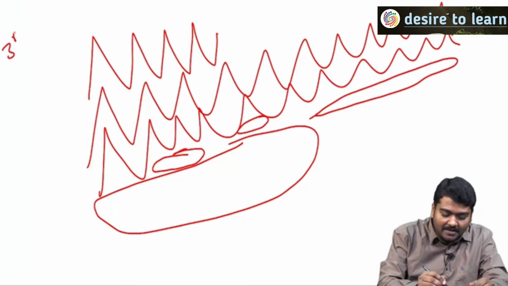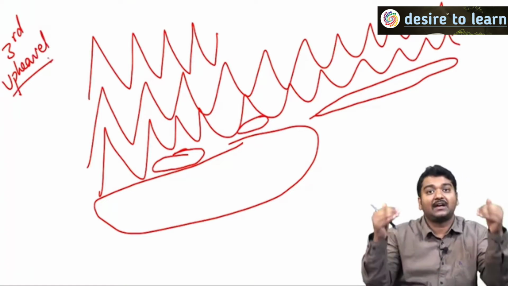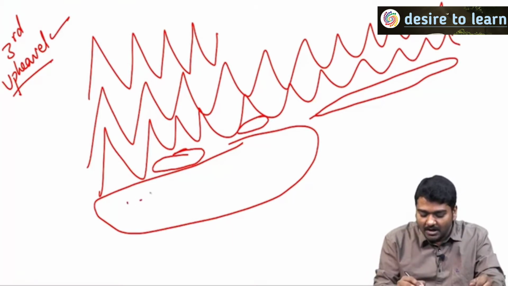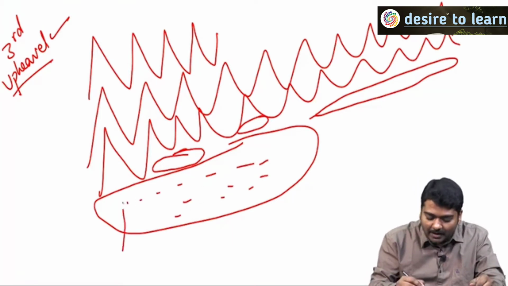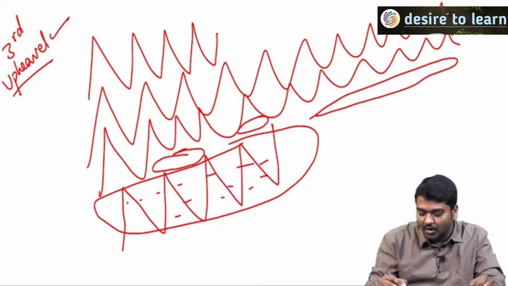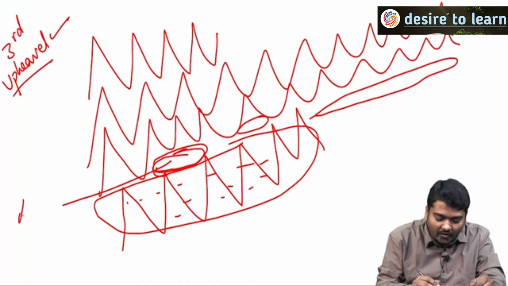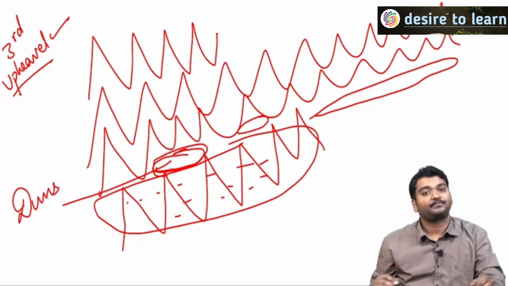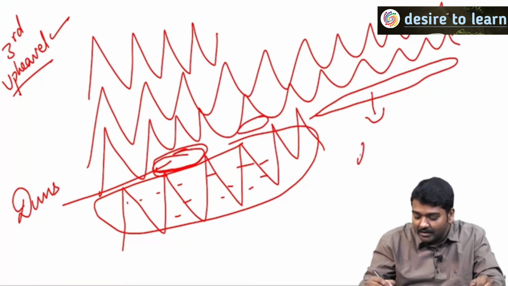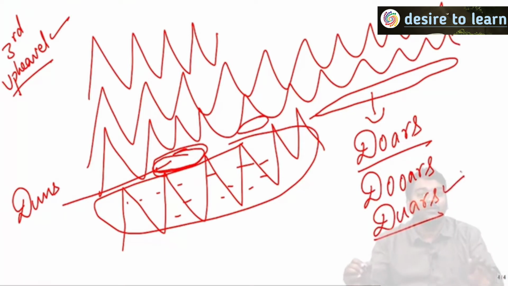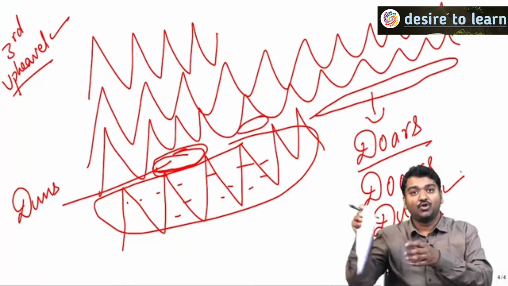Now we see the third upheaval. The meaning of upheaval is convergence. When we saw the third convergence, we usually observe these sediments were compressed to form another set of mountains, and these sediments were compressed to form dunes, and these were compressed to form dooars, which you can see just below Sikkim.